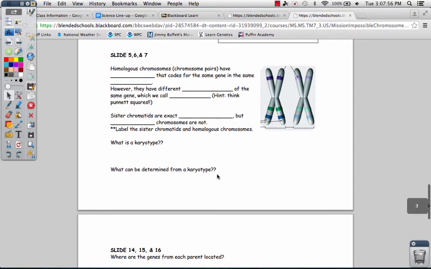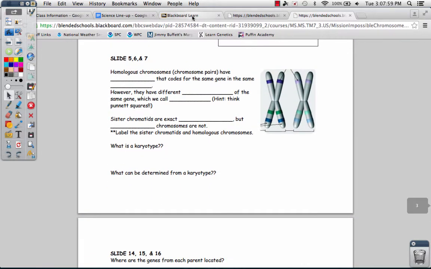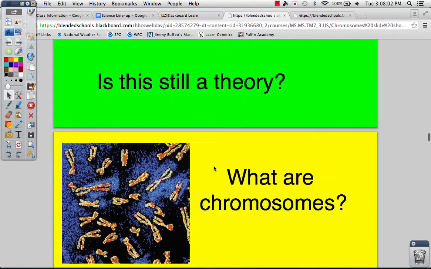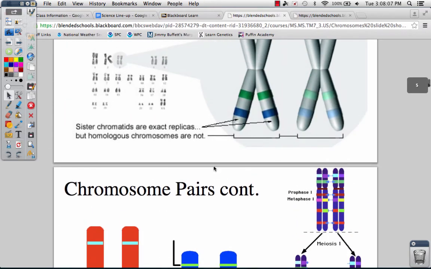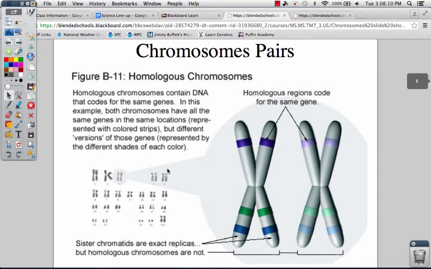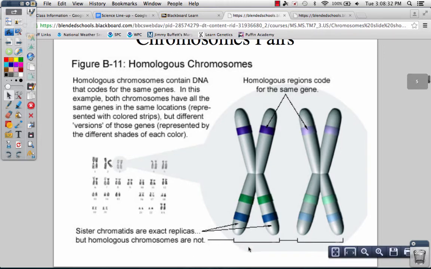And now we're actually going to go back to slides 5, 6, and 7. I know I jump around a little bit here, but I thought it made more sense to go this way. So we just got done talking about the chromosome and the fact that the genes are on there. So here we get into chromosome pairs, or what we call homologous chromosomes, or like chromosomes, meaning they code for the same genes. So here we have homologous chromosomes, homologous regions that code for the same gene.